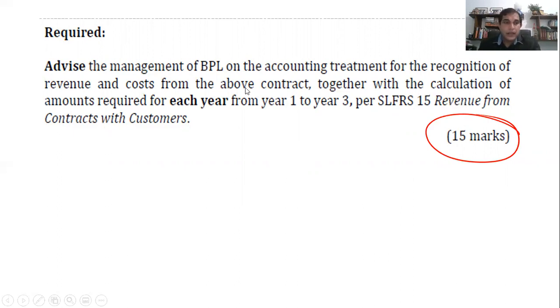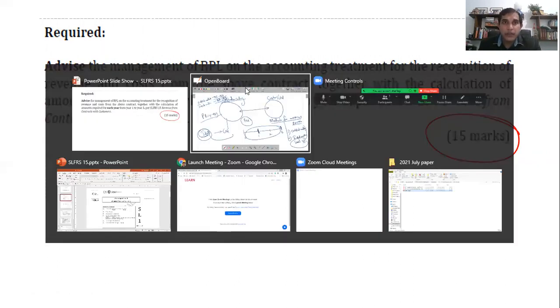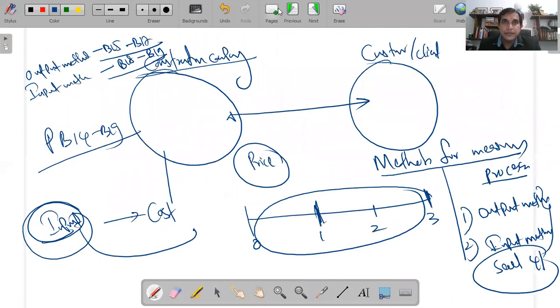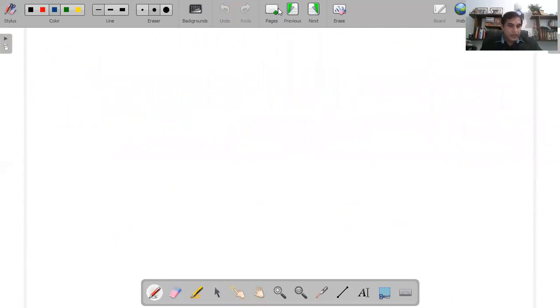Okay, let me go to my whiteboard again. Right, first you should decide whether these performance obligations are satisfied over a period of time or at a point of time. Or I know already you have decided that based on the given points. Right, let me write the answer.